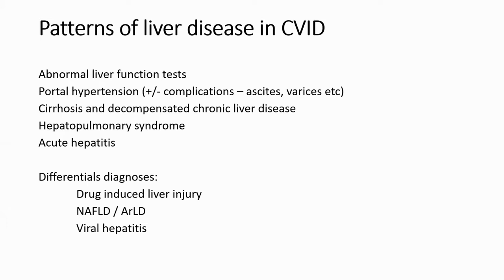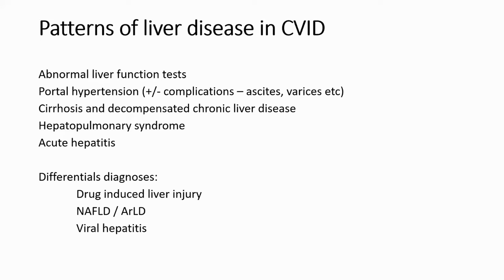And then more advanced disease can present looking much more like cirrhosis, both histologically and clinically, and with decompensated presentations of ascites, spontaneous bacterial peritonitis, and so on. And then other complications like hepatopulmonary syndrome or an acute hepatitis are also reported. And the differentials are quite broad.